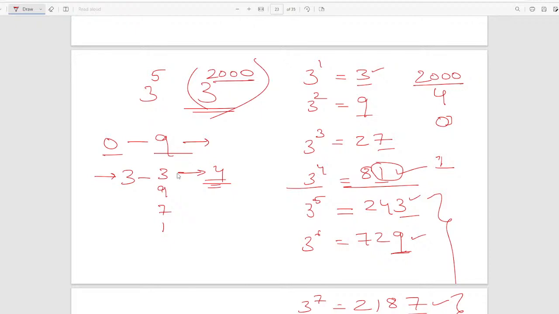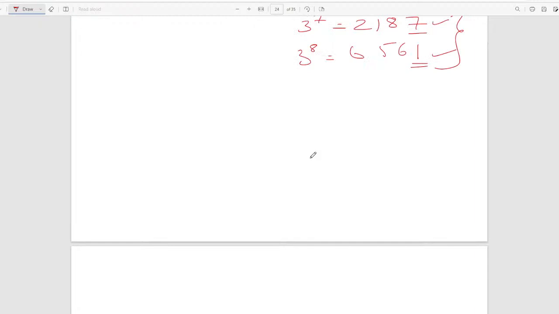I hope you understood this. If this is 3 raised to 2001, the unit digit of this number would be 3. So like this, we have cyclicities for various numbers. I'll just make a list of it. Please note it down. We'll go one by one.